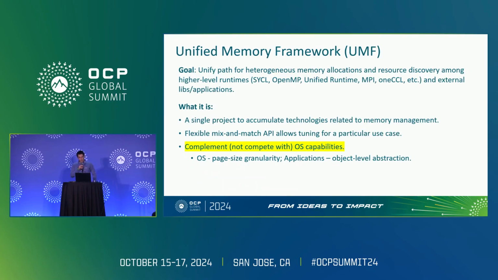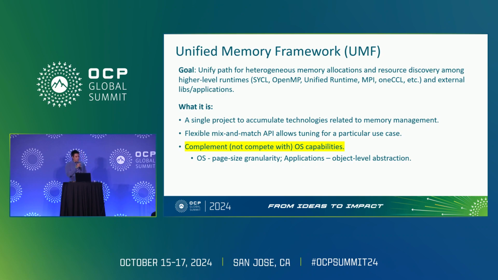And this is where UMF comes into the picture. Its goal is to unify the path for different heterogeneous memory allocations and resource discovery among higher level runtimes. Those runtimes include oneAPI unified runtime, MPI, oneCCL. Those are things that we are using inside Intel, but also for external libraries and applications.